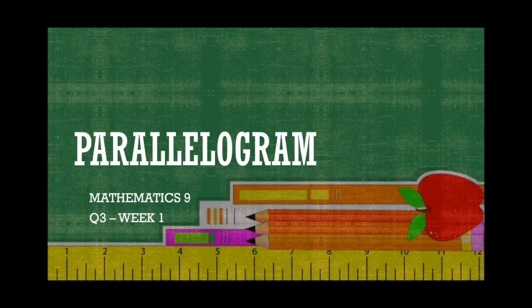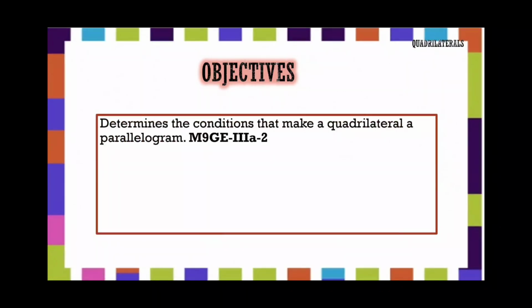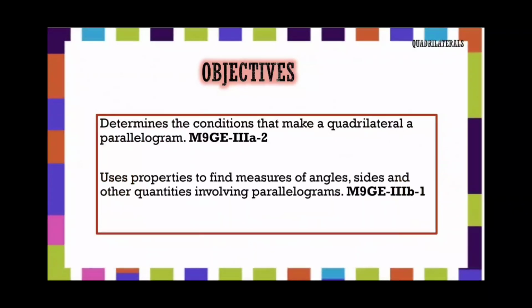So for this video, we're going to discuss parallelogram. At the end of this video, we should determine the conditions that make a quadrilateral a parallelogram and use them as properties to find measures of angles, sides, and other quantities involving parallelograms.